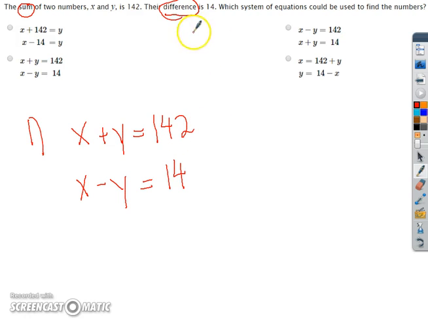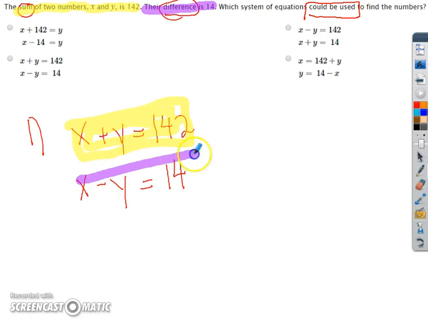And then you have to pay very close attention to the question. It says, which system could be used to find the numbers? It doesn't say what is the solution, what is x and what is y. It never does ask you for those two numbers. It just says what are the equations. And the equation is the sum of the two numbers is 142. Okay, so the sum is 142 and the difference is 14. So that's where we're getting question number 2.